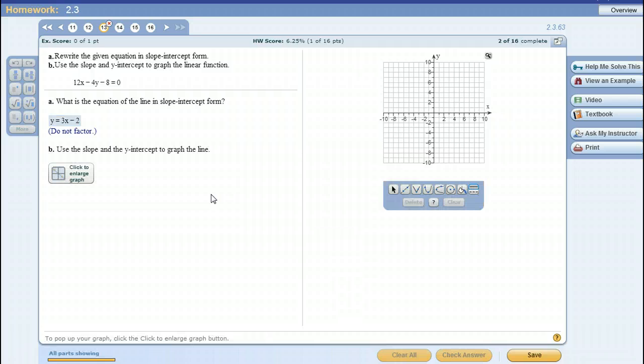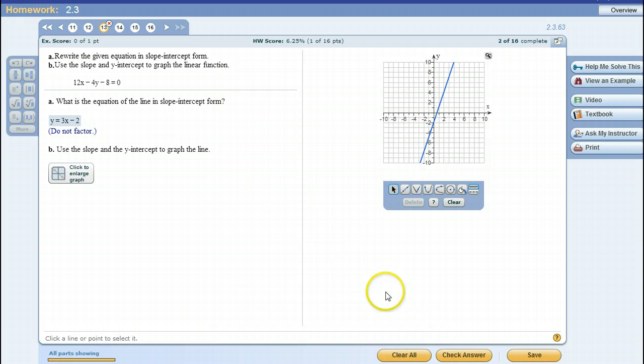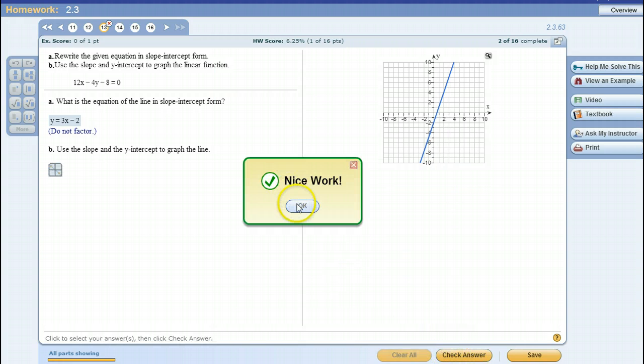Okay, so that's correct. The second part is similar to the last problem where we want to plot that line. So again, access the line tool, go down and put your y-intercept on there. It's negative 2, count up, in this case 3 units, over 1 unit, save it, and then check your answer. And that's all there is for that problem.